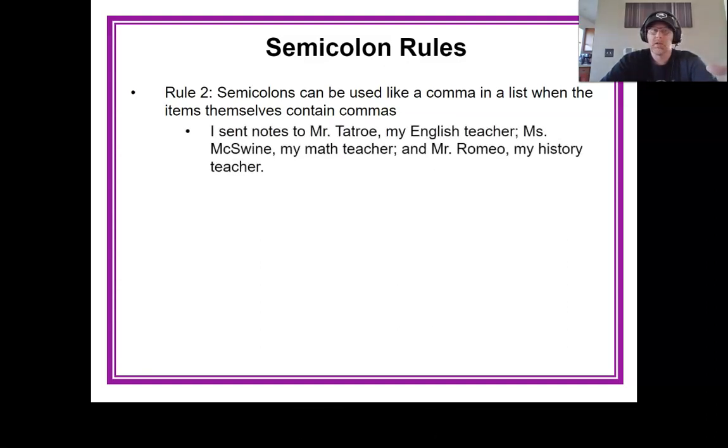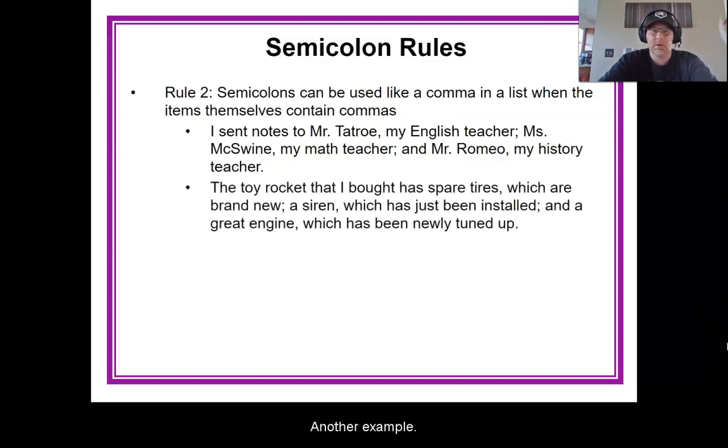Let's take a look. I sent notes to Mr. Tatro, my English teacher; Miss McSwine, my math teacher; and Mr. Romeo, my history teacher. Now we are using phrases, my English teacher, my math teacher, my history teacher, to give detail to who each of these people are, and we are separating those people from who they are with that comma. But we need to separate that list as well. And so because we already have commas within this list, notice that we have semicolons where usually we would have a comma.